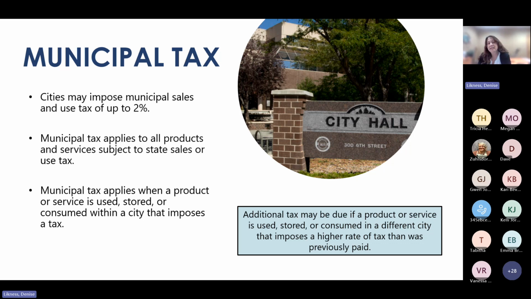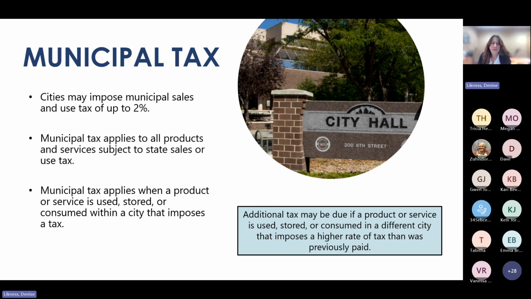We have what's called a tax match online, our tax lookup, and you can enter in that information, your address, and it will tell you what tax is due. It will tell you state and city both. So it's really kind of a nice deal.